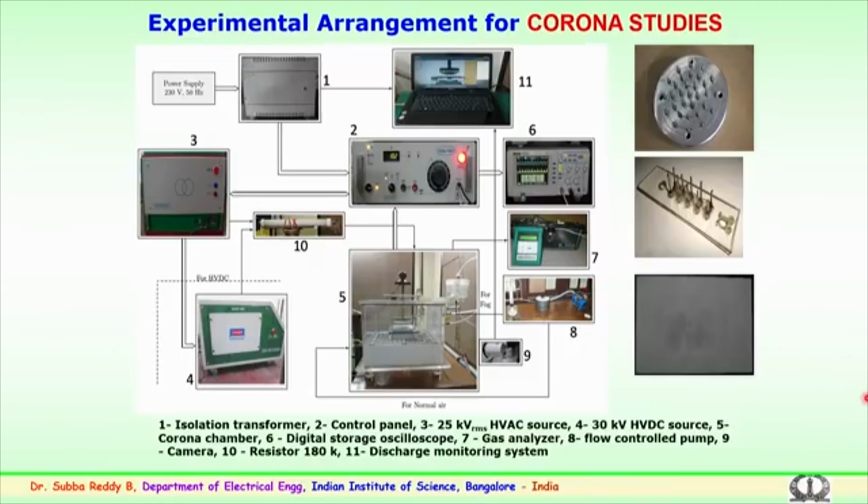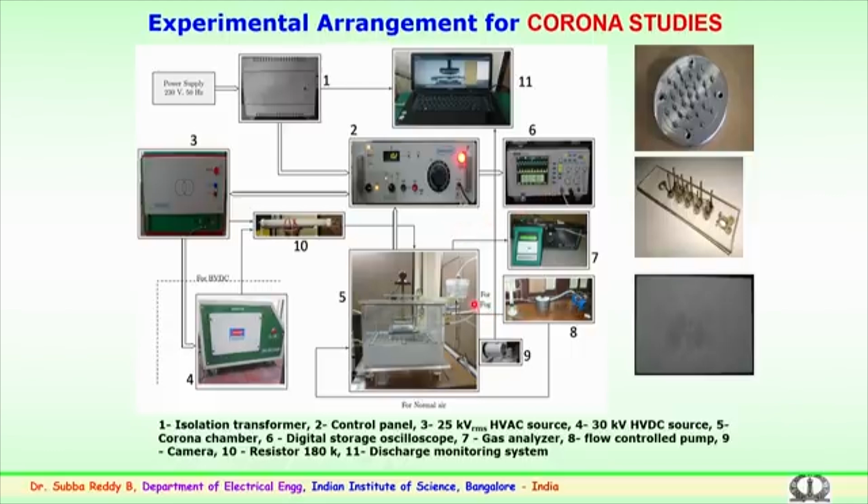So, this is a typical arrangement which has been developed in the laboratory. You can see here the corona cage, a Perspex chamber, wherein you have an electrode assembly. The sample is mounted here with a sample mounting arrangement, the bottom side is grounded, and the high voltage is connected from a source of HVAC or HVDC. We have both HVAC and HVDC sources, and you have a control panel where you can apply a suitable voltage depending upon the gap distance.